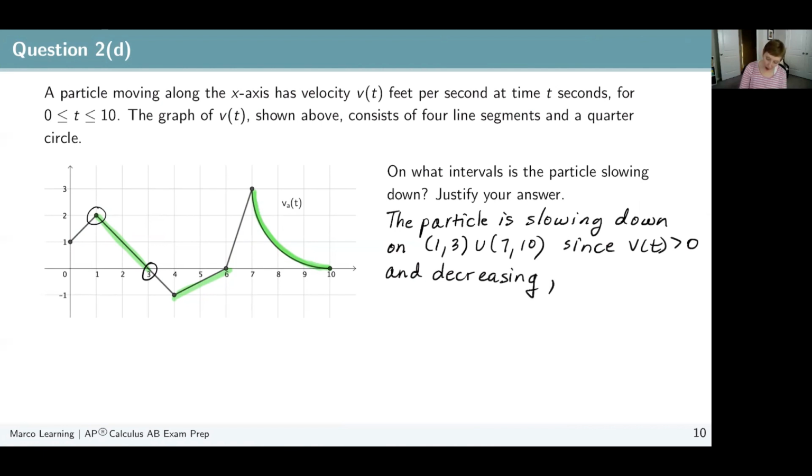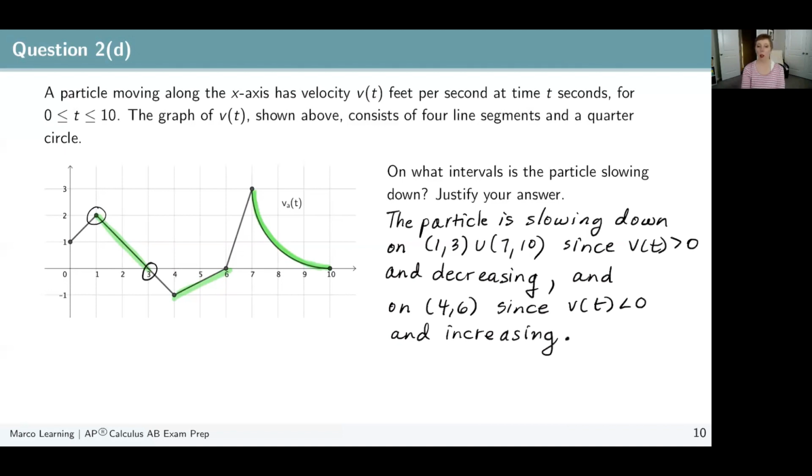Okay, now for the other part. And on the interval from 4 to 6, since v of t is less than 0 and increasing. Now that's not the only way you can justify that response. Instead of saying that the velocity is positive and decreasing, you could also say the velocity is positive and acceleration is negative. And then for the second part, instead of saying velocity is negative and increasing, you could say velocity is negative and acceleration is positive. So you can also justify it that way.